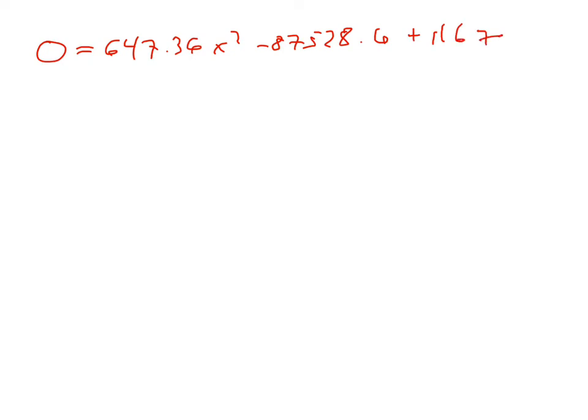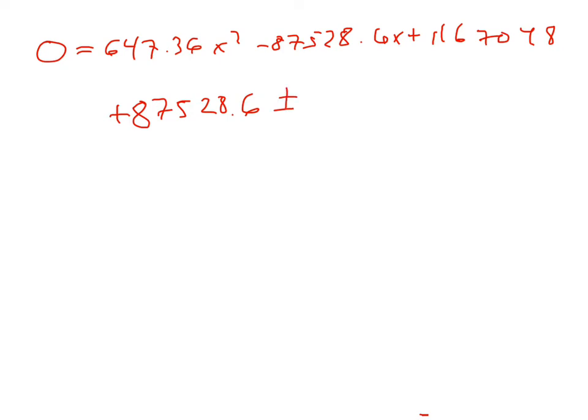Okay, so I'm going to write our quadratic up so we can look at it. 647.36 x squared minus 87,528.6x plus 1167048. Okay, so I'm going to start plugging into our quadratic. Negative b is positive 87,528.6. That's x too, don't forget that. We don't need that x here, but don't forget it in your polynomial.